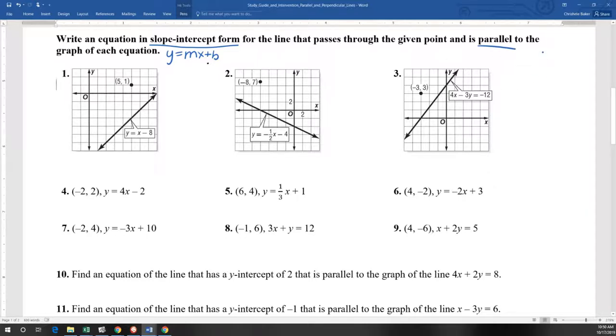So parallel lines have the same exact slope. Those slopes might both be positive, they might both be negative, they could both be zero slopes, they could both be undefined slopes. But when they're parallel, they have the same slope.